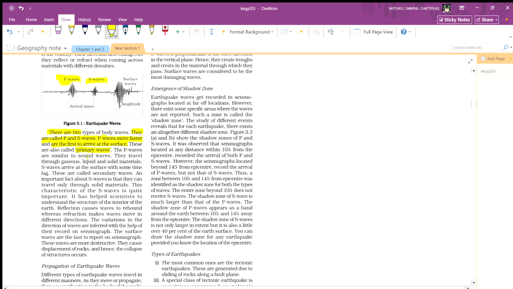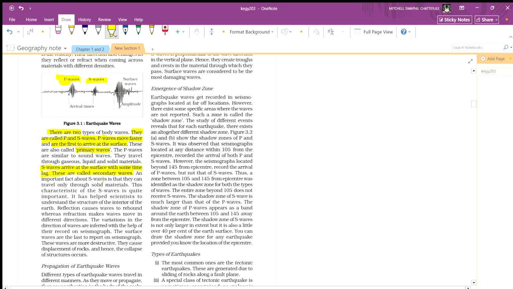P waves are similar to sound waves. Sound waves travel through gaseous, liquid, and solid materials. S wave arrives at the surface with some time lag. Therefore, it is called secondary wave.